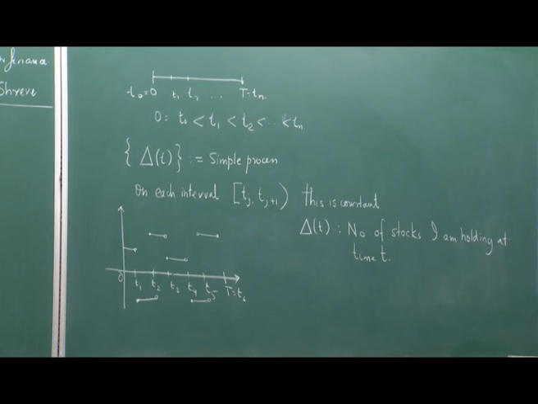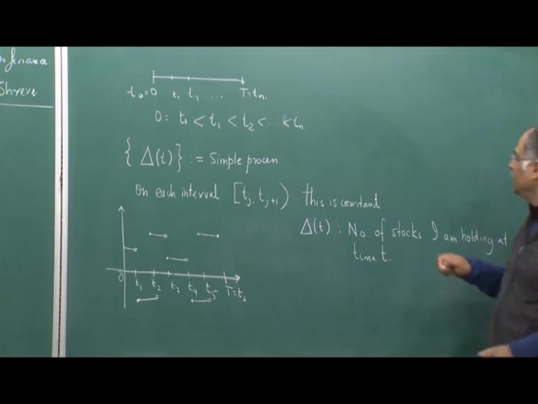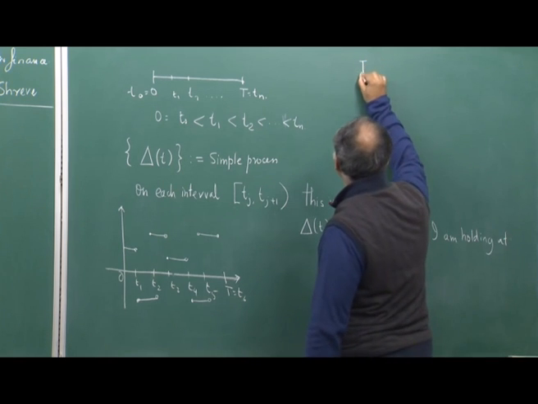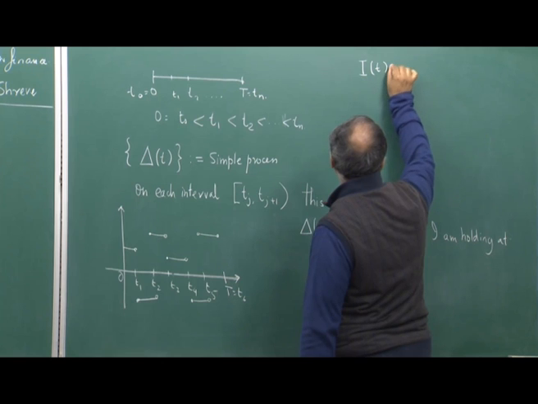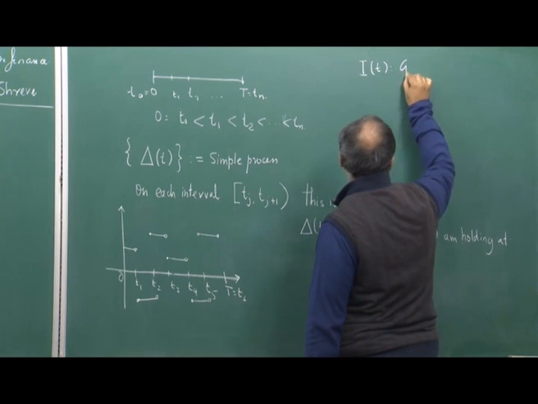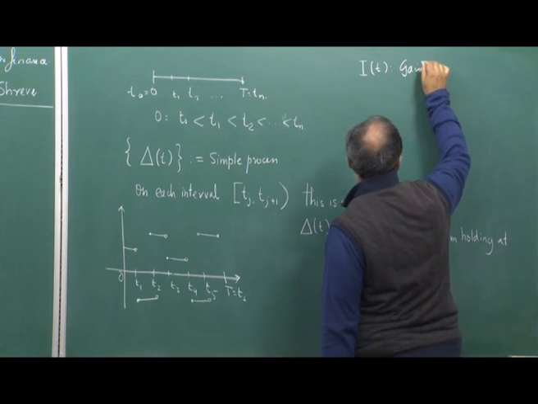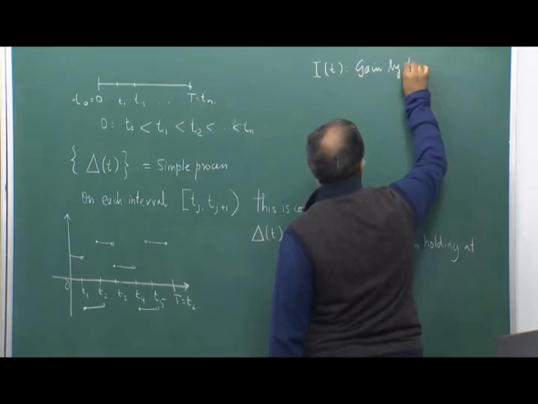So, what I have done, at time t, what is my gain in trading at time t? So, It is the gain, a stochastic process describing the gain by trading at time t.